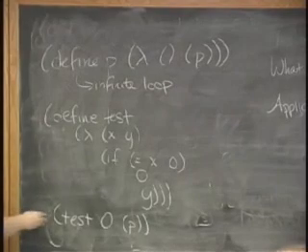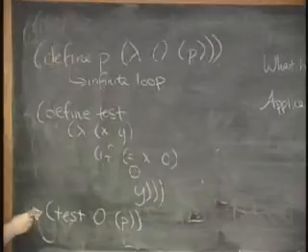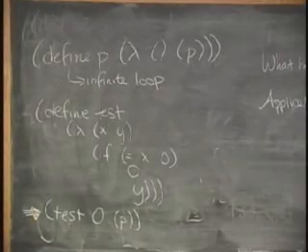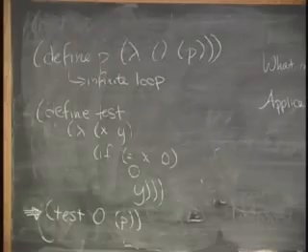Well, remember, what we're first evaluating is this. And what's our applicative Scheme rule? Evaluate all of the sub-expressions in any order. When we go to evaluate all of the sub-expressions, what happens? I'm going to get an infinite loop.